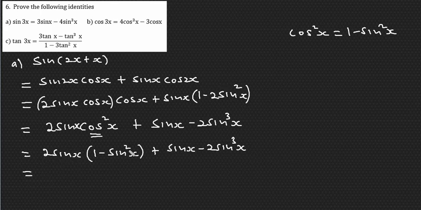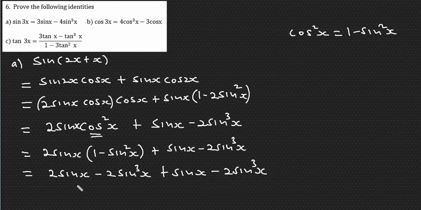So let us expand this by removing the bracket. I'll get 2 sine x minus 2 sine cubed x, because this is sine and this is sine squared. So minus sine squared times the 2 sine, you get a minus 2 sine cubed. So plus sine x minus 2 sine cubed x.